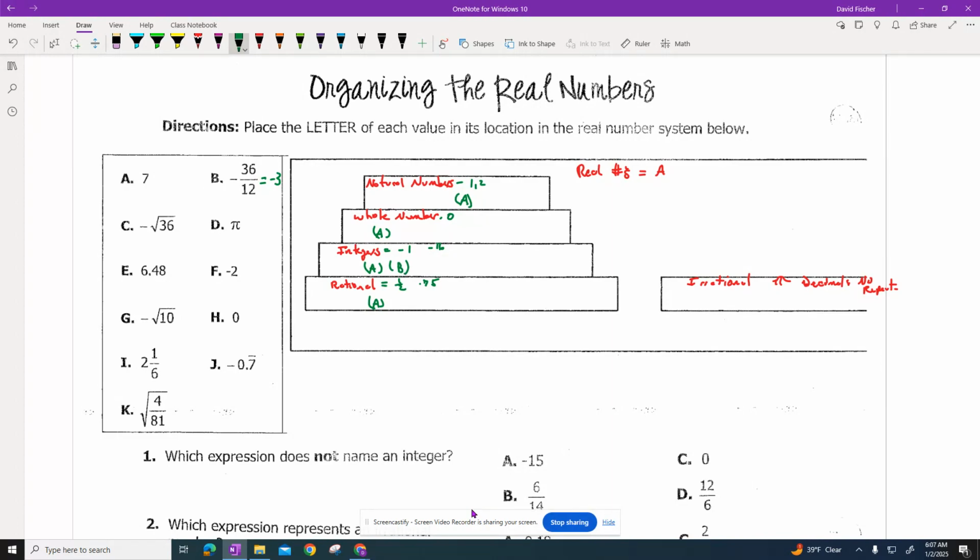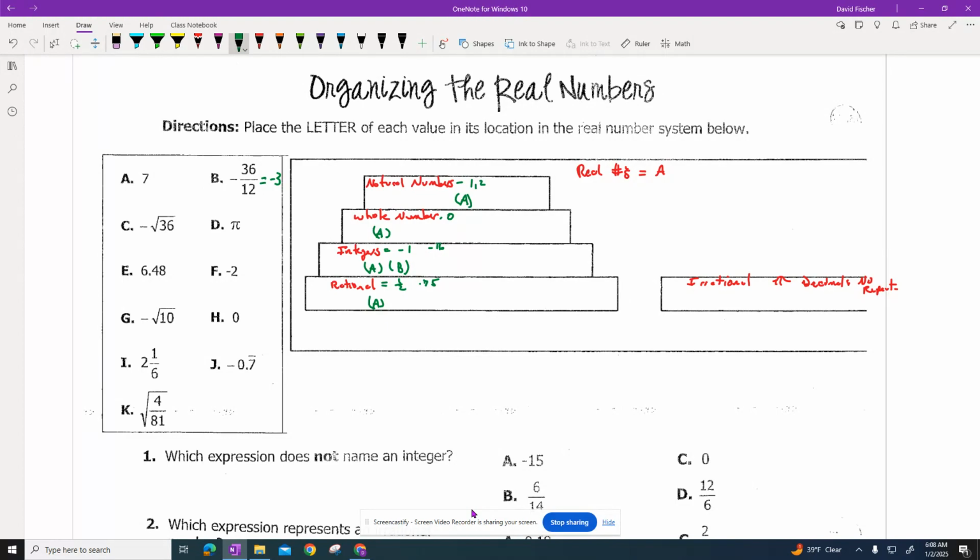Okay, alright, so what I want to do now is I want to pause and then I want you to continue on and see if you can put these numbers in the right category. Now if you mess up, that's okay. We'll just fix it when you come back. Okay, so pause the video and then put the rest of these letters into the boxes that belong to this, and then put it in the box below it as well. Okay.